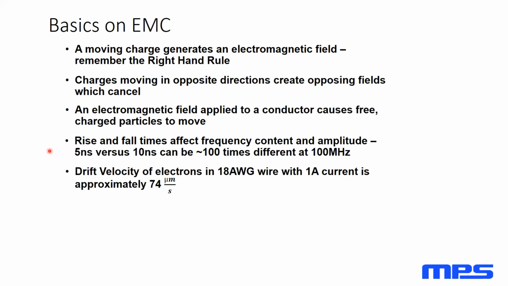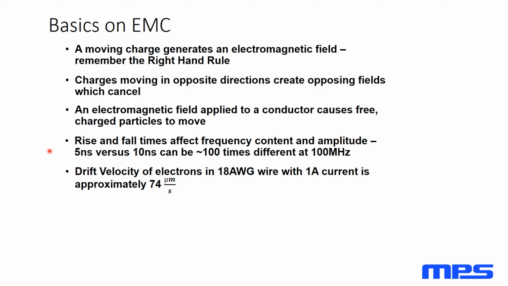So I like to throw this in there just to think about how we either impede the path of electrons or create a lower resistance path to the way we want them to go. So the drift velocity of electrons in an 18 gauge wire with 1 amp of current is 74 micrometers per second. So that means in a 3-hour trip in your car, an electron that leaves your battery may not make it out of the engine compartment.